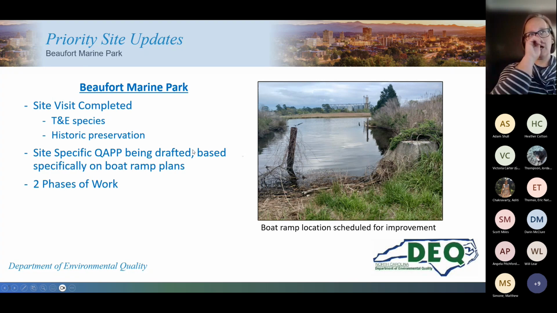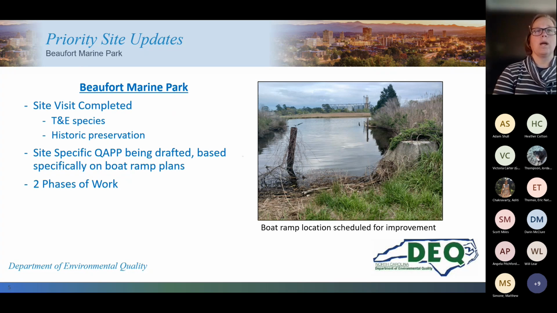And Beaufort Marine Park. Beaufort Marine Park has a grant to conduct a boat ramp renovation, and this is the current condition of the boat ramp. That site work is actually proposed to begin at the end of 2023. The property is much larger than the area that the wildlife people are doing the boat ramp restoration on. But because of the timing, what we opted to do is 2 phases of work. We're drafting a site-specific work plan right now based on the boat ramp plans.